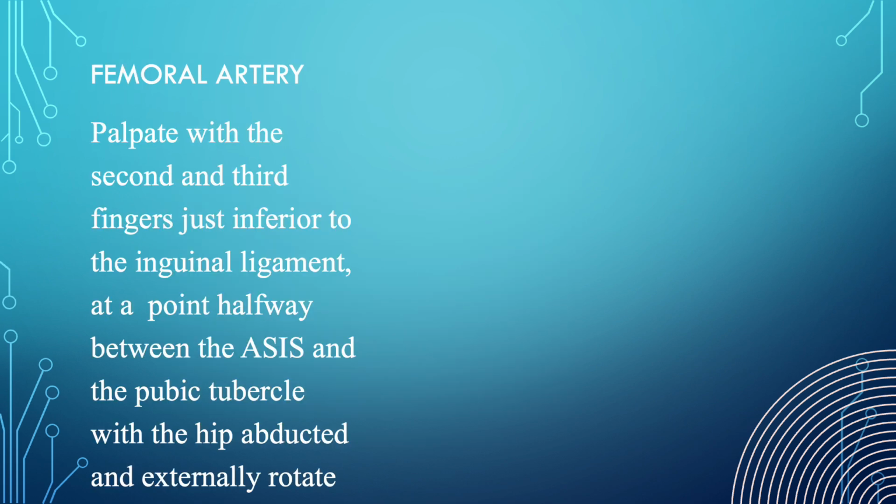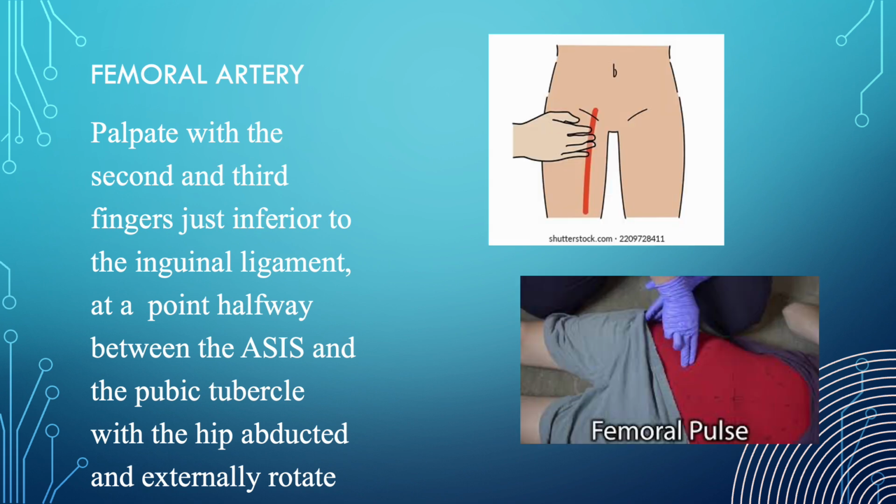We're now going to move to the lower extremity. We have several pulses that we can assess there as well. We want to make sure we're assessing lower extremity pulses if there's any sort of lower extremity injury or blood compromise. The first one we're going to talk about is our femoral artery.